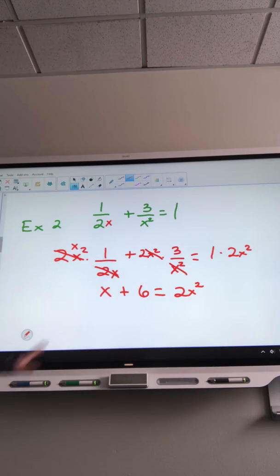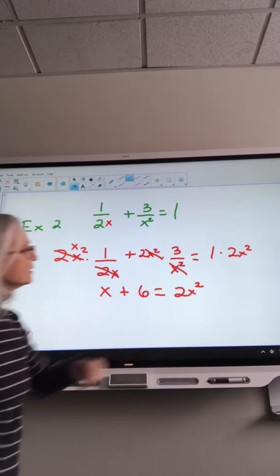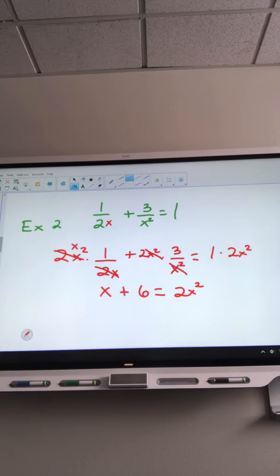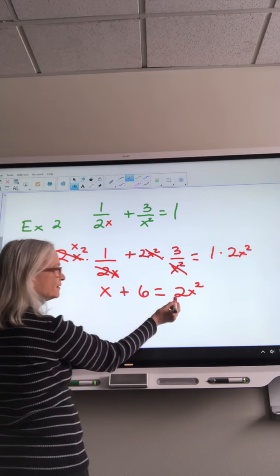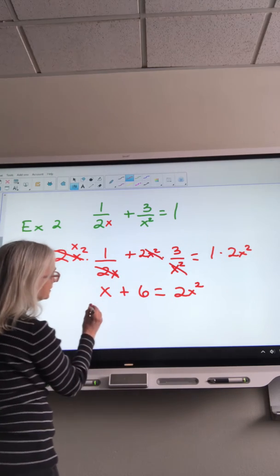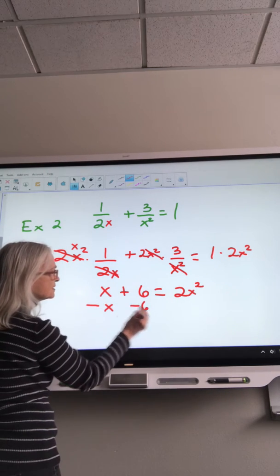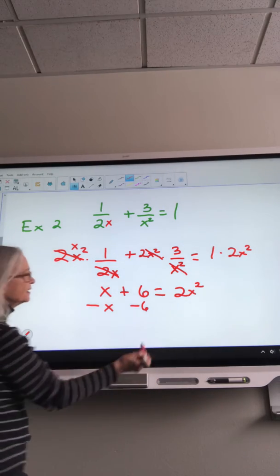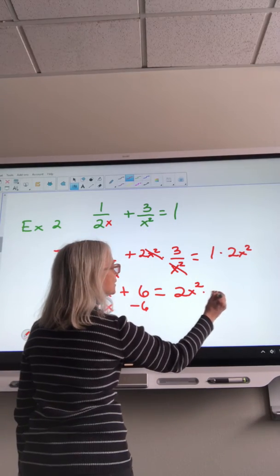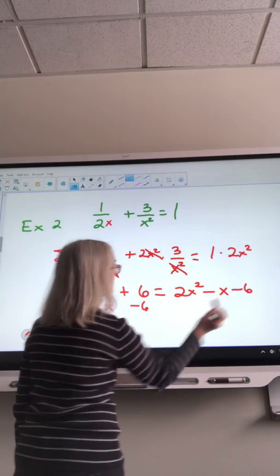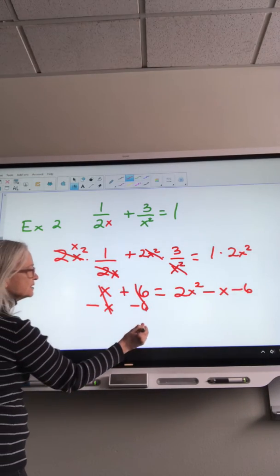Okay? Now looking at this, I can see that this could be a trinomial. And by looking ahead, it gives me an idea of how to continue solving this. So this x squared makes me think, you know what? This could be a trinomial and I could probably factor it. Now, because I don't like the leading variable being a negative, I'm going to just subtract the x and subtract the 6 and then move them to the other side. Okay, so now we have 2x squared minus x minus 6. And this, of course, would just be 0.